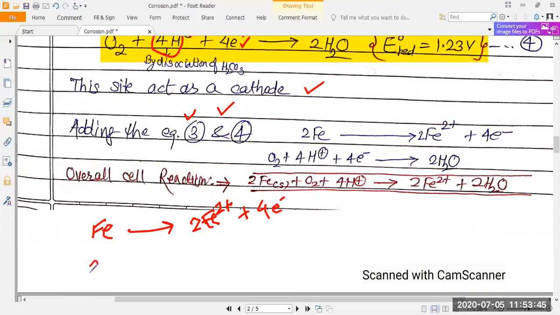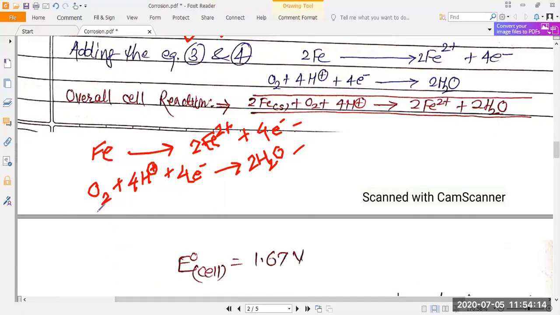And at the cathode, what happens? Oxygen reacts with the 4H plus. These 4H plus come from the dissociation of carbonic acid, and these 4 electrons come from the anodic portion. Then the reaction will be 2H2O. It acts as the cathode, and this acts as the anode. Now when we add these equations, the 4H plus and the 4 electrons will cancel out.